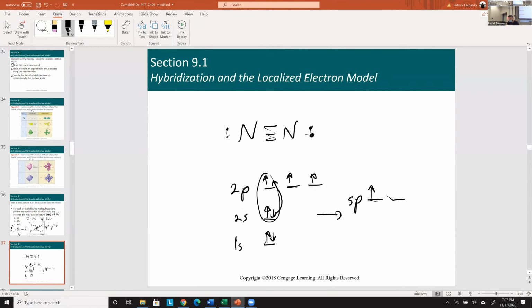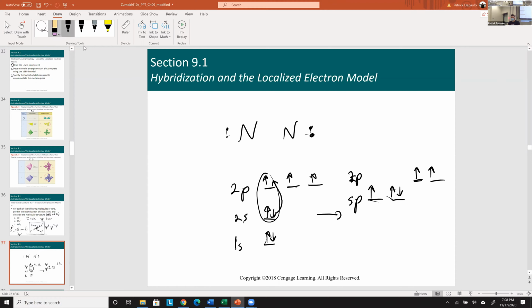One of them is going to have 1. One of them is going to have 2. Then you're going to have your 2 regular 2p's, and they're going to have 1 each. Okay. So this is for 1 nitrogen before the nitrogen bonds. So here's what we're going to do.